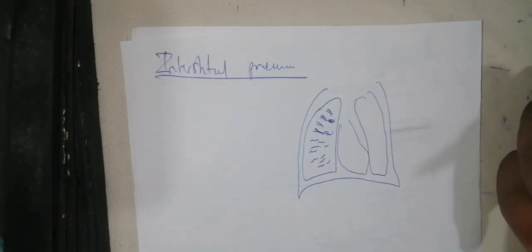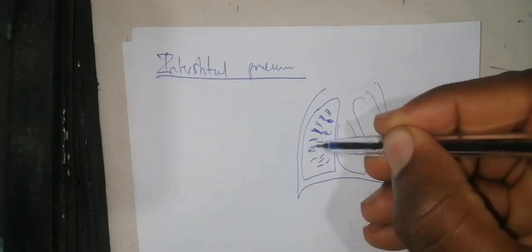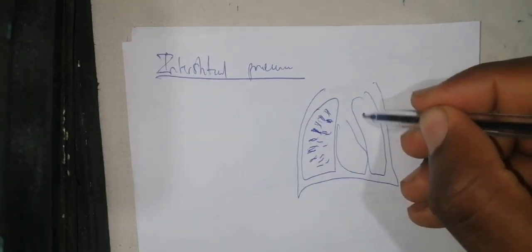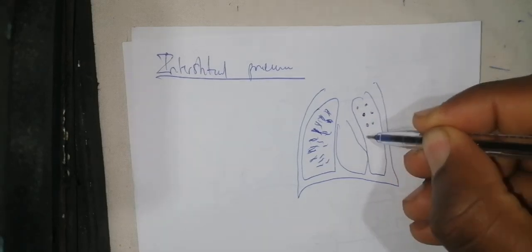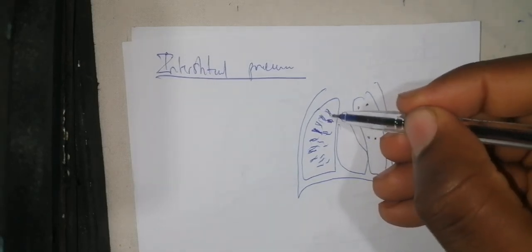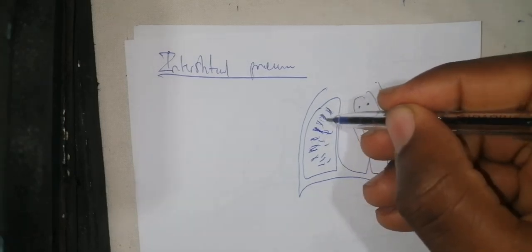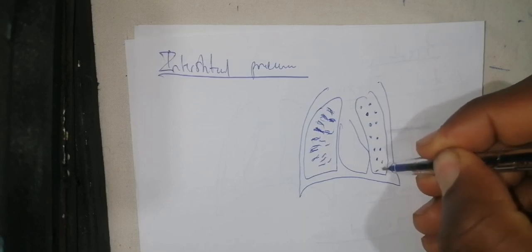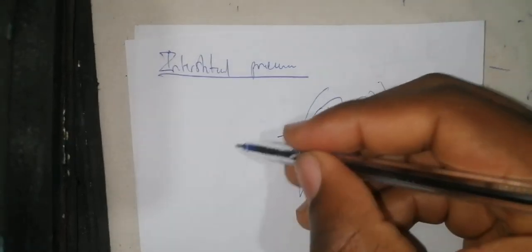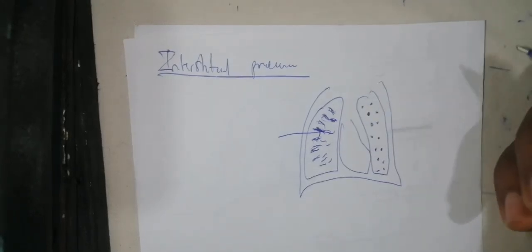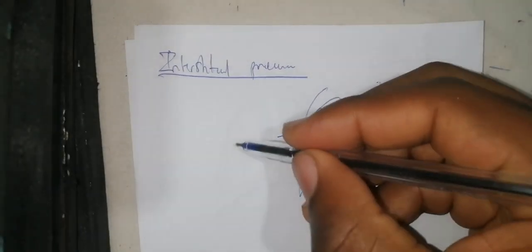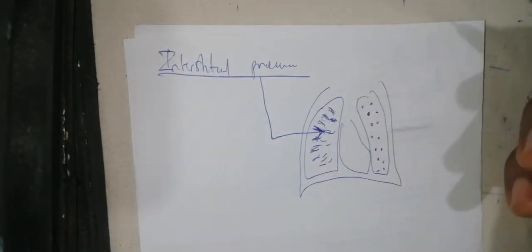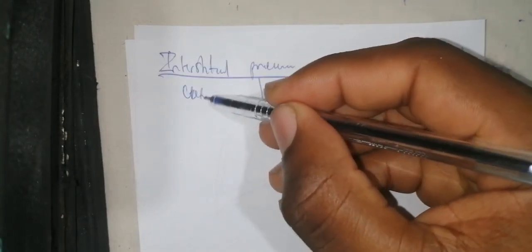Is it clear? Now reticular opacity can be in straight lines, that's linear reticular opacity, or it can also be nodular. Is it clear? When you have linear reticular opacities, they are mostly seen in the case of interstitial pneumonia. And interstitial pneumonia is caused by atypical germs.